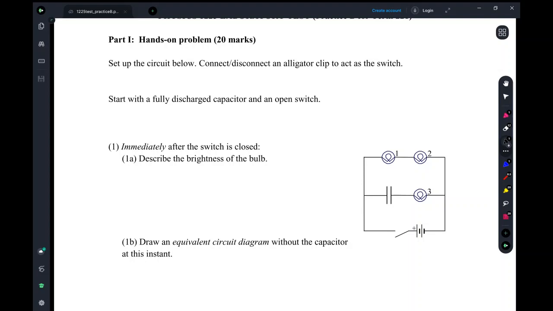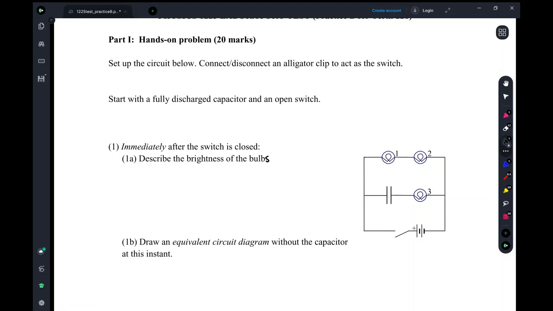You should pay attention that before I close the switch, I fully discharge the capacitor. So now we answer question 1. Describe the brightness of the bulbs immediately after the switch is closed.